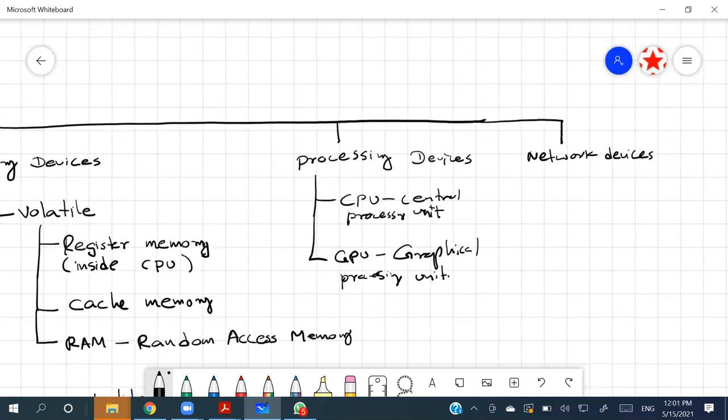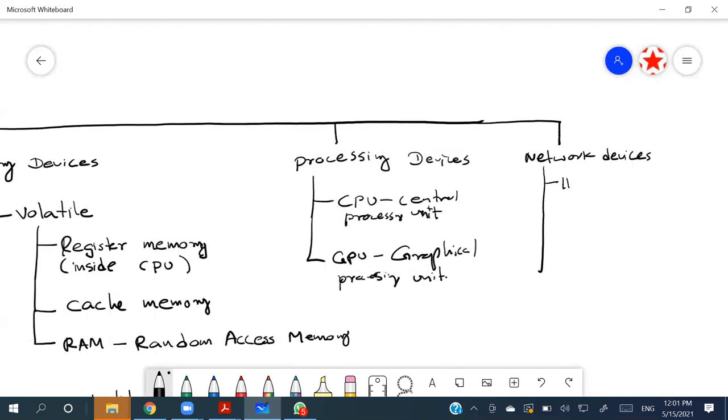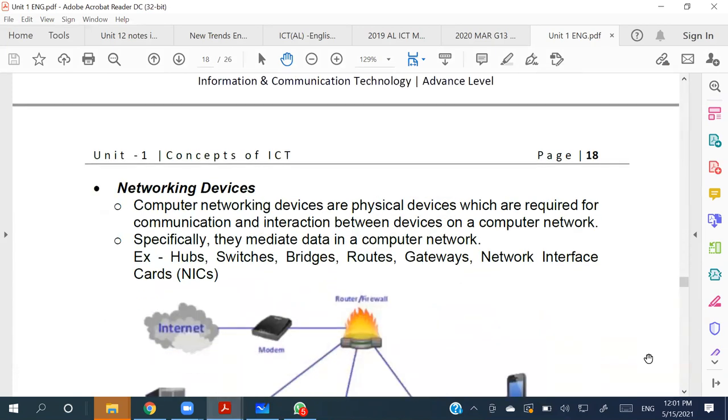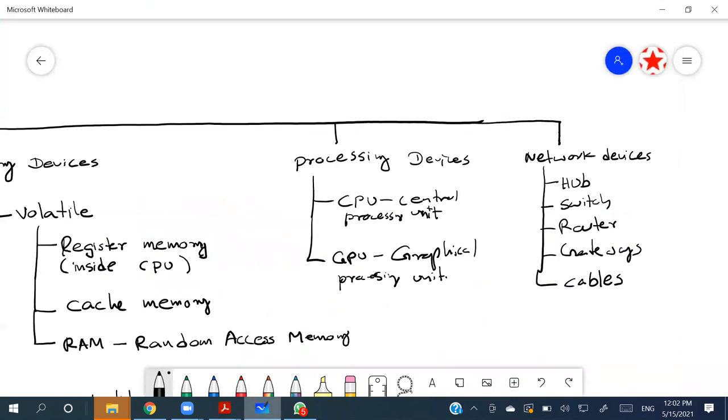Right, and regarding the network devices, you have to list all those things: hub, switch, routers, gateways, cables. Is that all? NIC. This stands for network interchange card, interface card, I think.